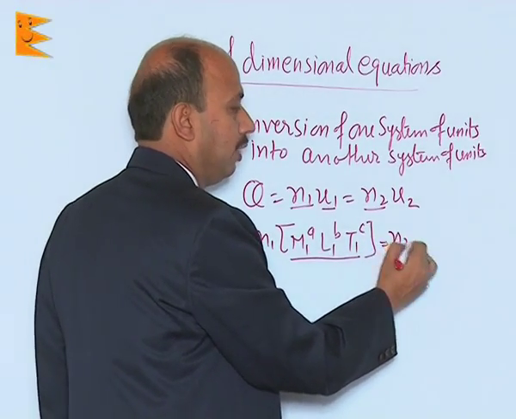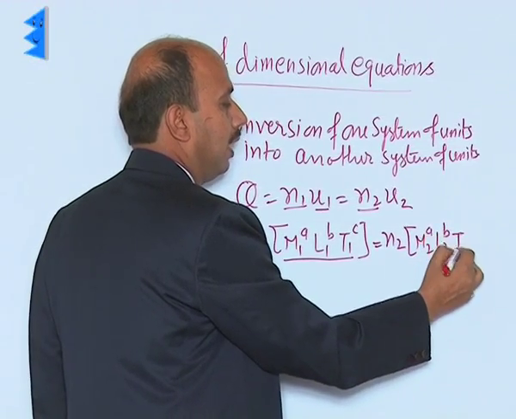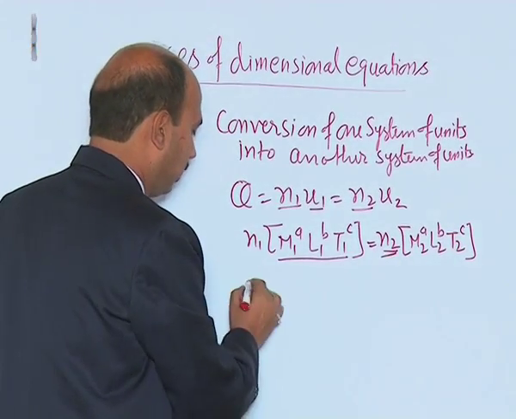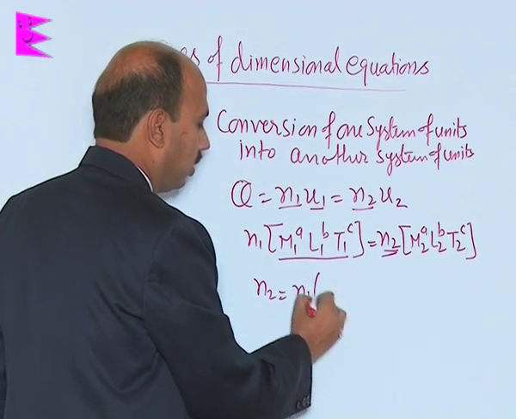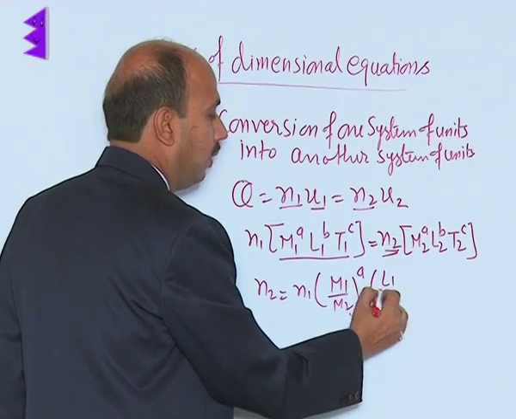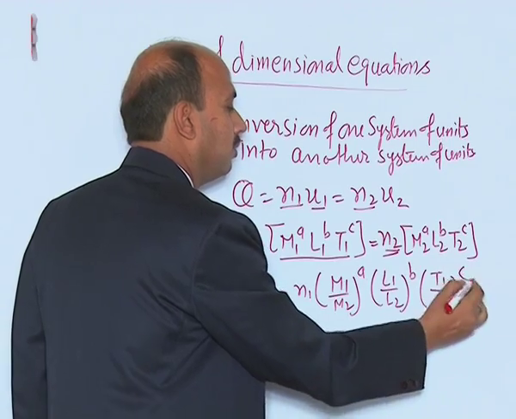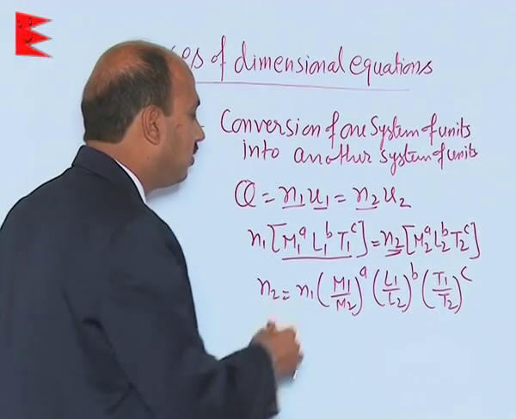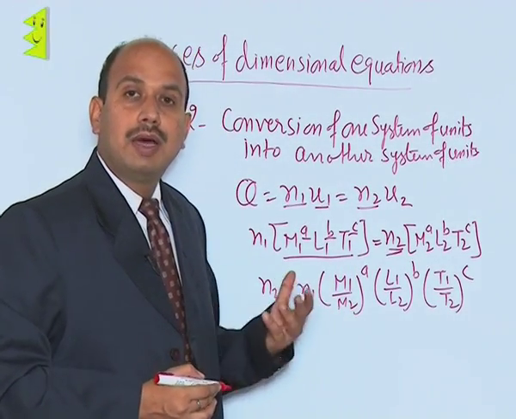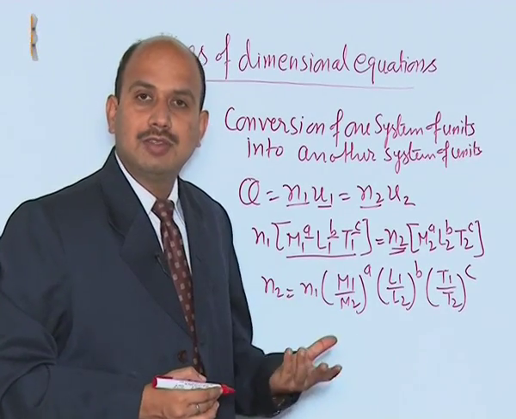Now, we can write here N2, M2 raised to power A, L2 raised to power B and T2 raised to power C. Suppose you have to get N2, N2 is equal to N1. We can write M1 upon M2 raised to power A, L1 upon L2 raised to power B and T1 upon T2 raised to power C. See here, dimensions I have taken A, B, C. Right now it does not have any particular value, but as you know the quantity, in the quantities, given quantity A, B and C are known to us.